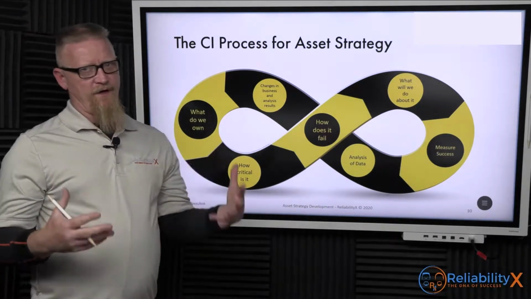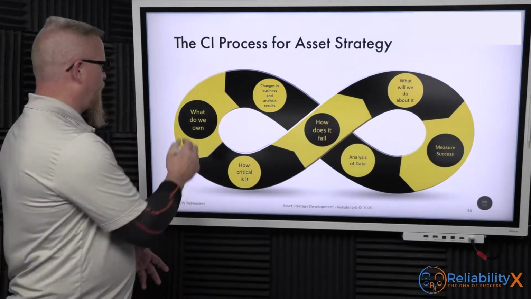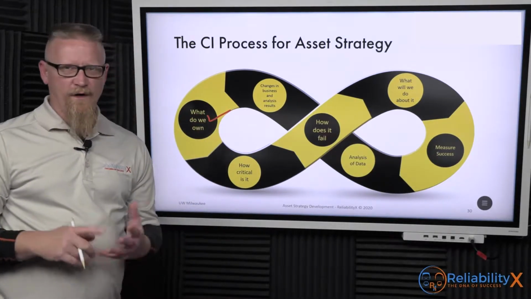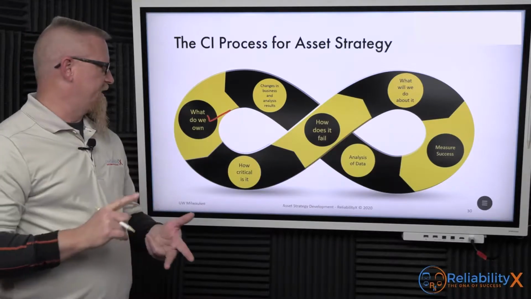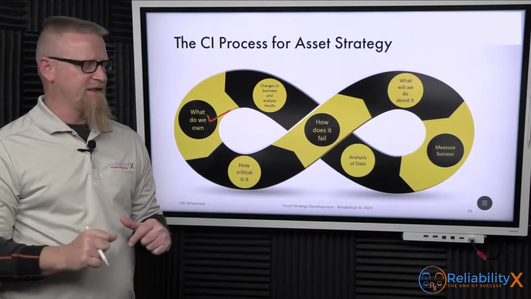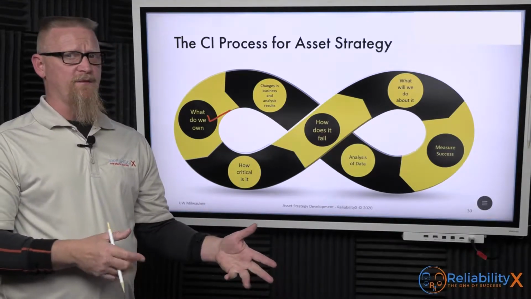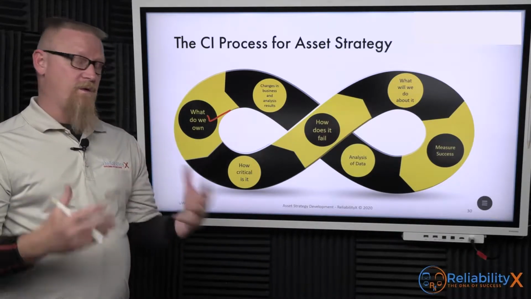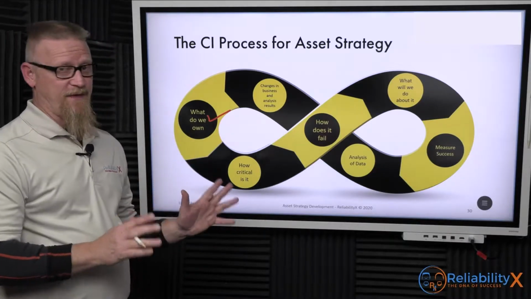We start out developing a strategy trying to understand, what do we own? What assets do we have? Are they in our CMMS system? What structure does that look like from a parent-child asset? What are components or spare parts? Wow, there's a lot there just in that space.